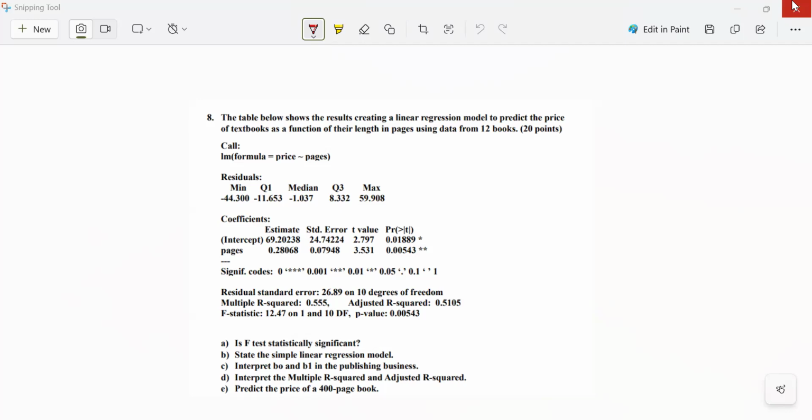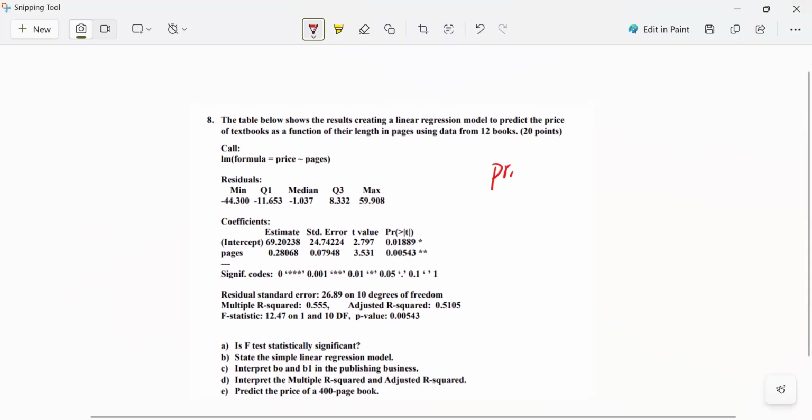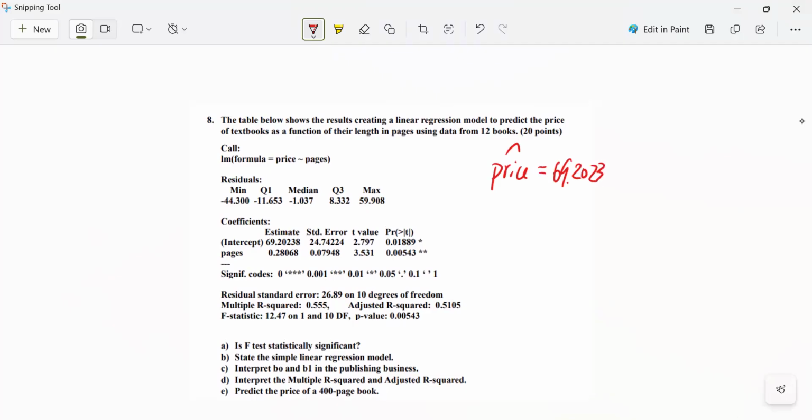Let's go over this. For part A, we get a simple linear regression here. We are predicting the price of the textbook. So predicted price equals 69.20238 plus 0.28068 times number of pages. Here the independent variable is the number of pages, and the dependent variable is the predicted price. So this is our output.